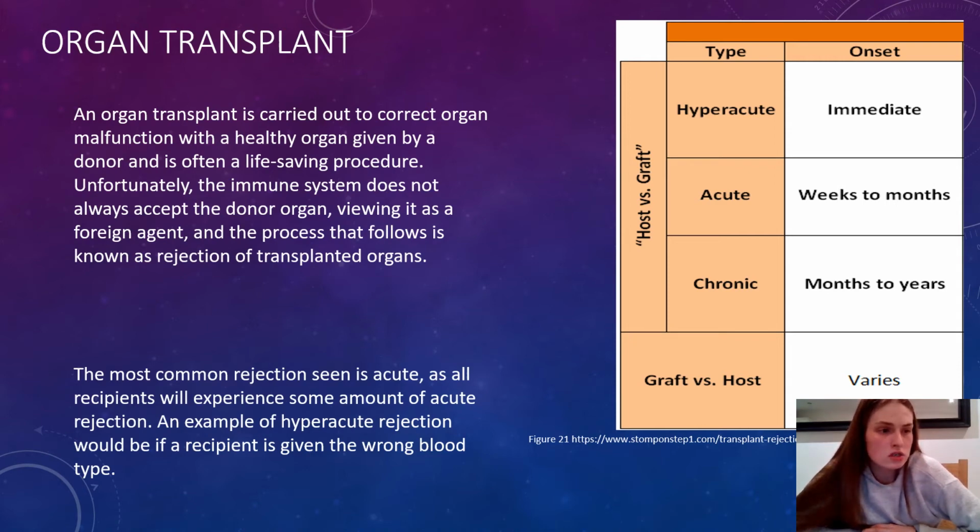A medication containing monoclonal antibodies is also used during and after surgery to fight off a specific T cell known to cause rejection. If rejection does occur, it will be one of the 3 types shown here on the slide. The most common rejection seen is acute, as all recipients will experience some amount of acute rejection. For example, hyperacute rejection would be if a recipient is given the wrong type of blood.